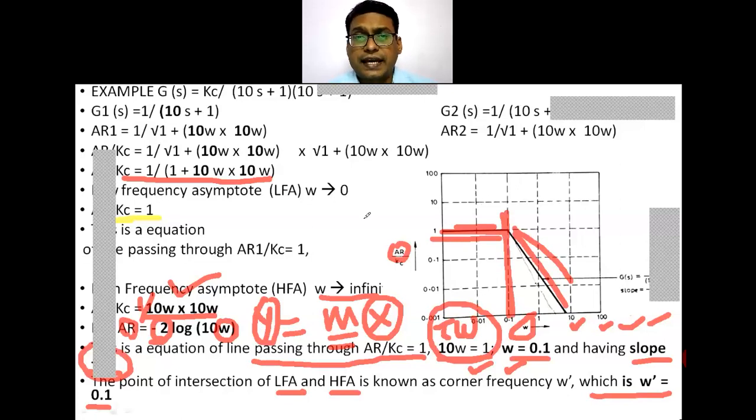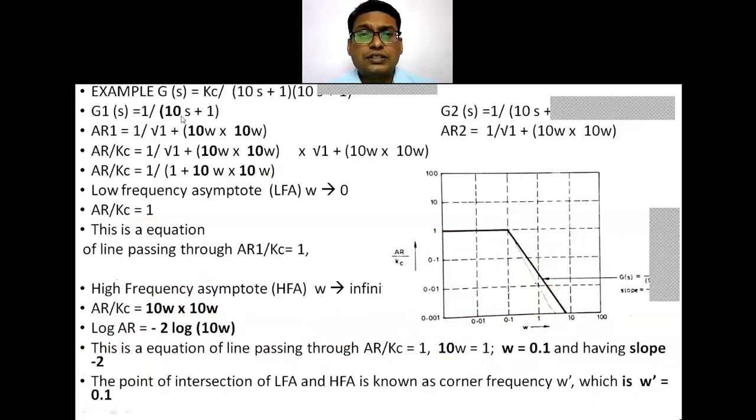Now in this case, I have marked some points in bold. So these are nothing but the tau values. Every time you are doing the same things: writing the transfer function, separating the 2 or 3 transfer functions, then writing G1(s) as one of the transfer functions.